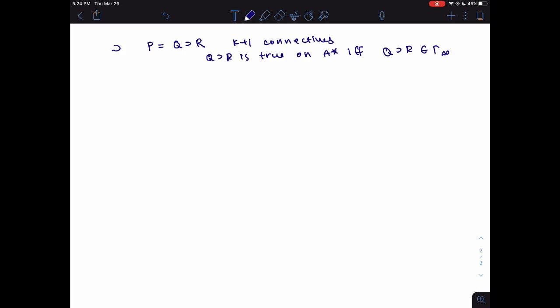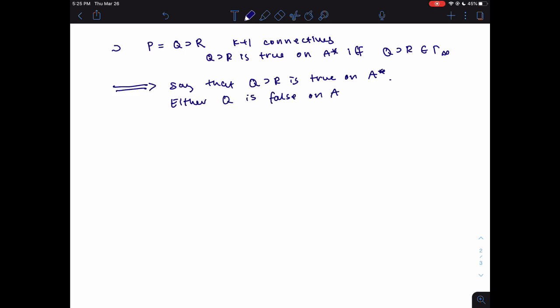All right, let's do this. It's a biconditional, so we have to do both directions. Let's do the right direction first. We're going to say that if Q then R is true on A star. Then we know that either Q is false on A star or R is true on A star. And again, we know that just by the definition of the material conditional.